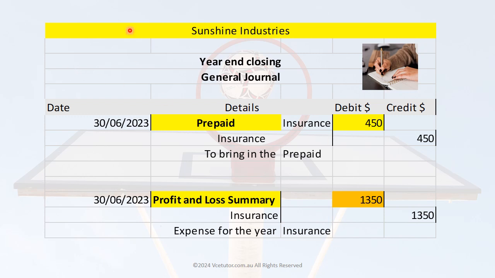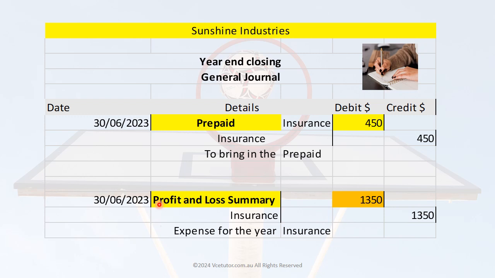We also have seen how this appears in Sunshine Industries in the General Journal in the year-end closing on 30th June 2023. Prepaid insurance is an asset, a current asset. We can get the benefit of this 450. So we have got this on the debit as an asset. Insurance is an expense. We credit it because that was not an expense for 30th June 2023. So we credit insurance to say it was not an expense for 2023.